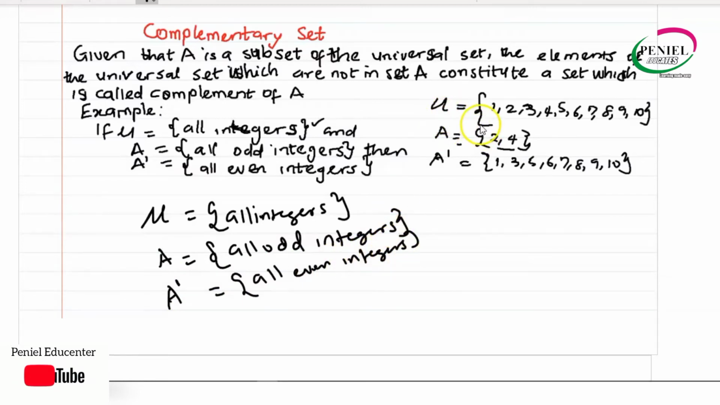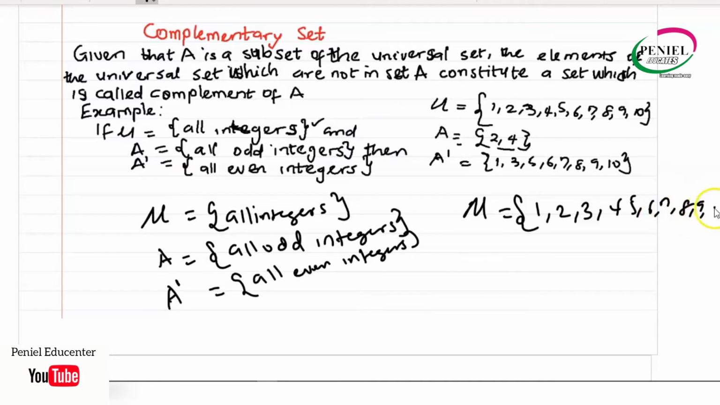All right, take for example, we have this one also. We're given a universal set of numbers 1, 2, 3, 4, 5, 6, 7, 8, 9, and 10. All right, so if you're given a universal set of that, and we're given that A contains elements 2 and 4.